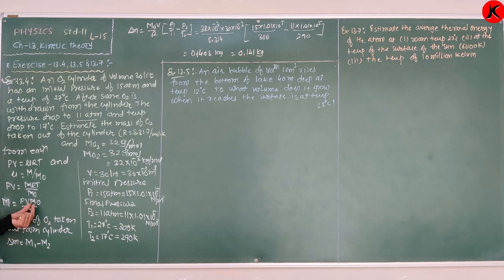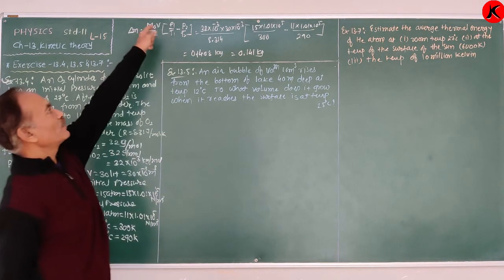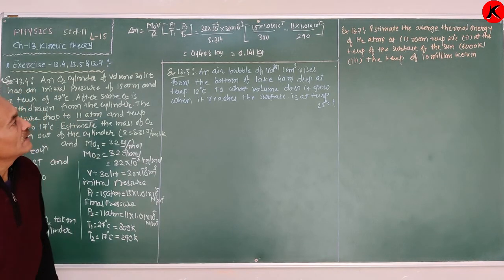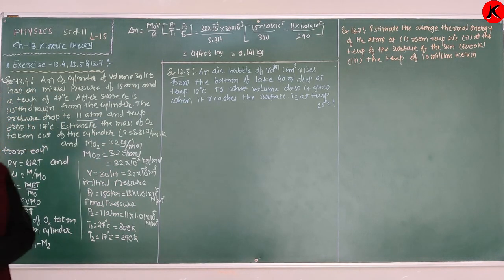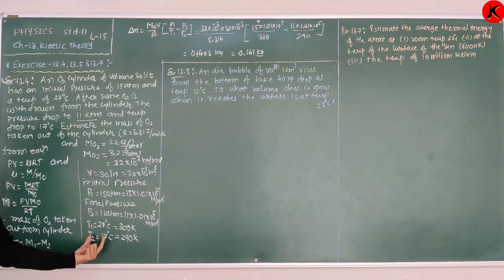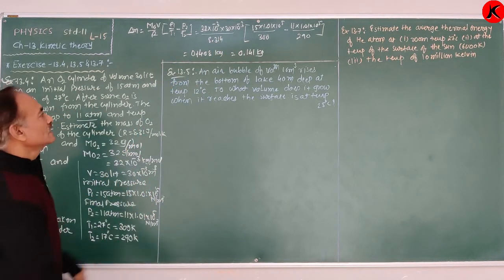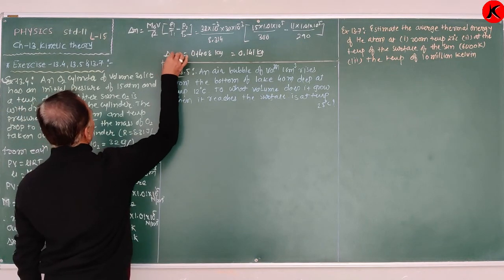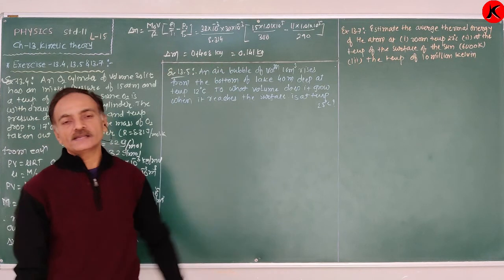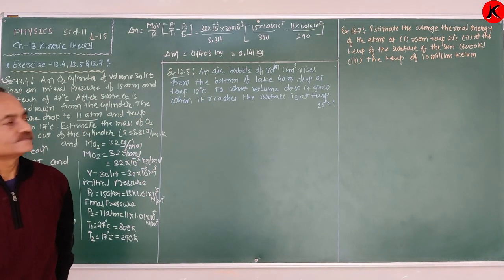Substitute here. Now we solve: mu, V and R are constant, only P and T change. Therefore, delta M equals mu V upon R into the bracket P1 upon T1 minus P2 upon T2. We substitute the values of all the quantities mentioned here, and we obtain the mass of the oxygen taken out from the cylinder, delta M, equal to 0.141 kg. Clear? Okay.